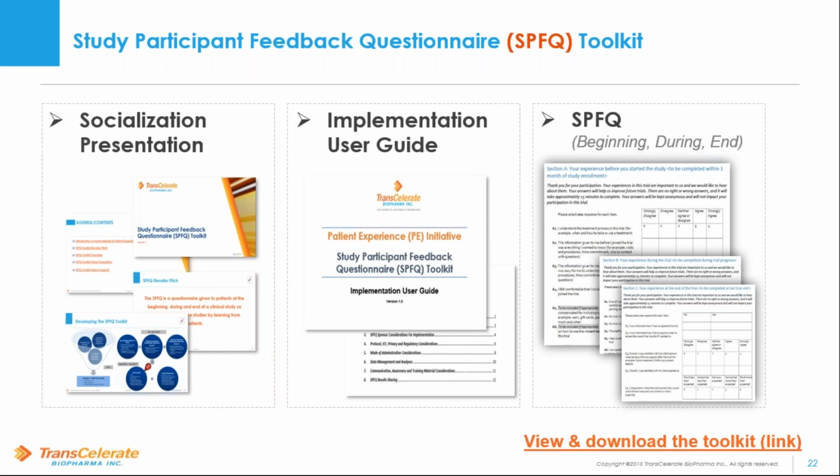Great. So we're calling it a toolkit because even though the SPFQ is a set of questionnaires, it really works together and was developed with multiple parts to support use. So it's a whole set of these tools to help anyone implement it and use it in their trials, and which consists of 3 pieces.